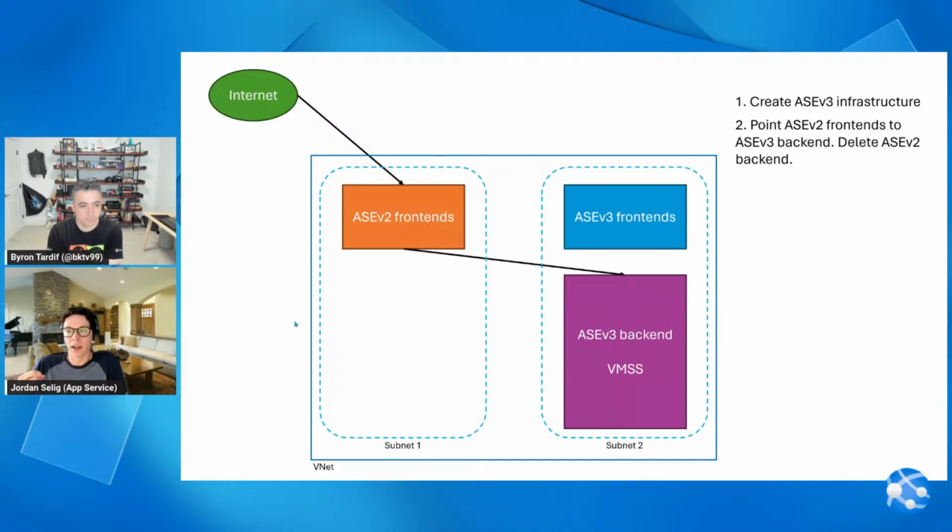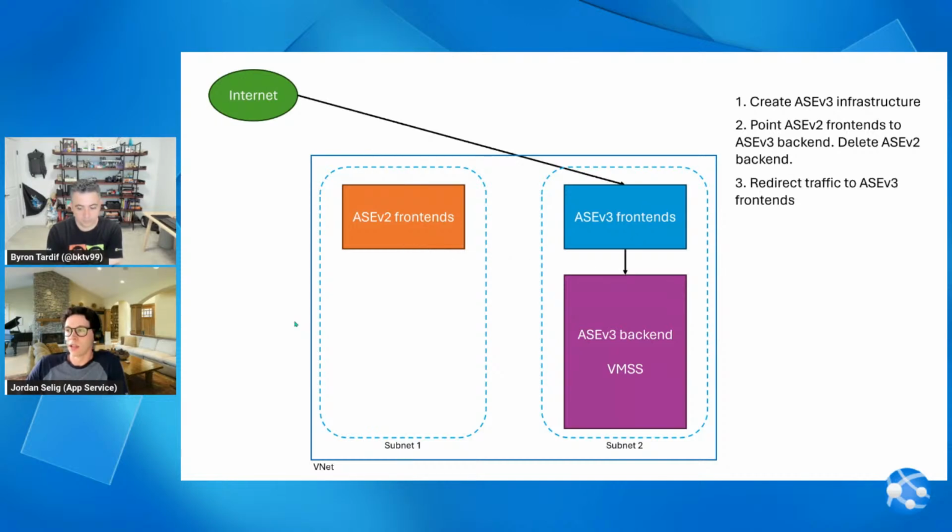This is one of the big pieces of feedback we had with the in-place migration tool: customers wanted to be able to test their ACE v3 before deleting all their ASV2 resources. And they also wanted rollback capability just in case something went wrong. So this is your opportunity to start testing your ASV3. All the infrastructure is there.